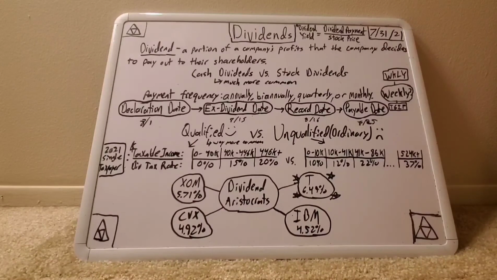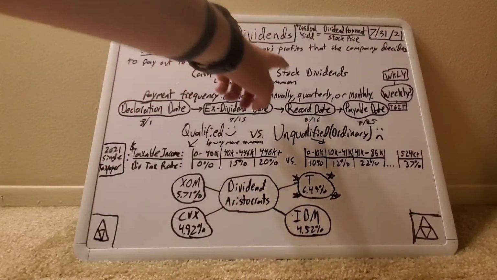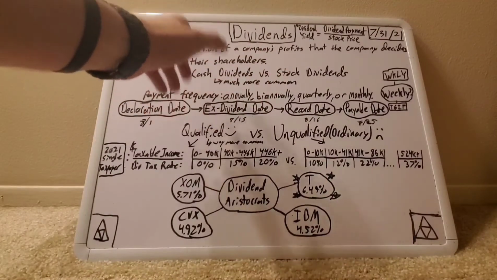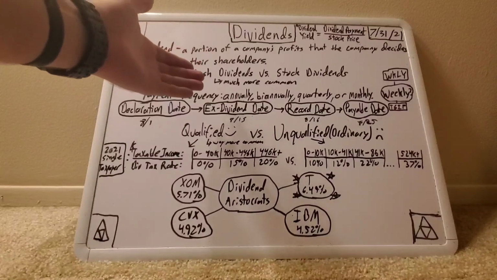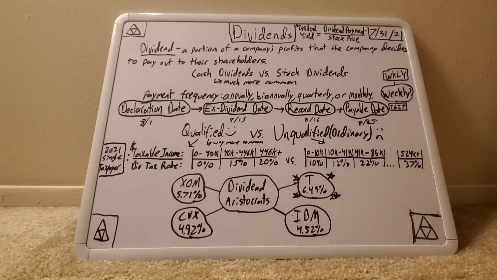So there are two main types of dividends, cash dividends and stock dividends. Cash dividends are much more common, and they're basically, as implied, going to be the cash paid out in the form of money, and then stock dividends are going to be actual fractional shares of stock that some companies decide to pay out. Like I said, it's a lot less common, but stock dividends are still there.